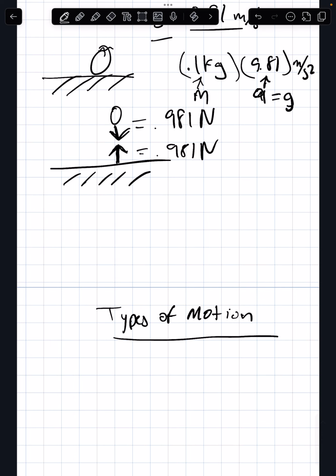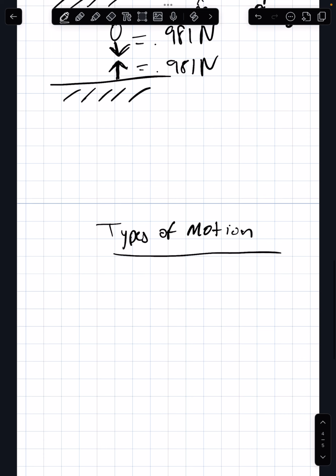Now let's talk about the types of motion. So we have basically two types of motion. One is translation, and the other one is, I forgot what it's called, but I think we call it rotation. Give me a second. Let me look at my notes. Yeah, we call it rotation.